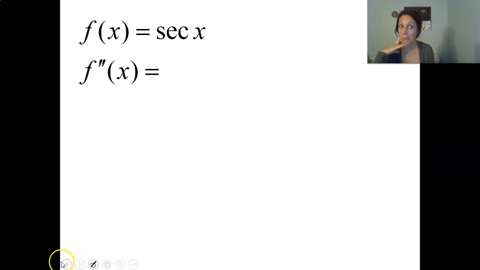Speaking of secant, let's find its derivative. So, secant is 1 over cosine.